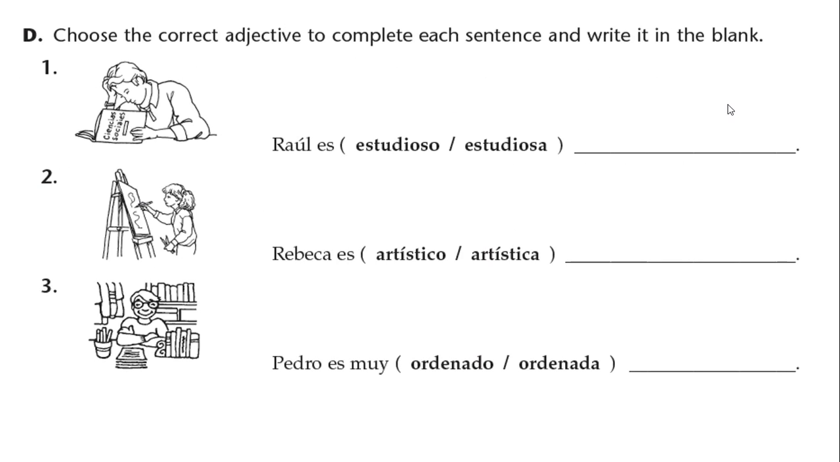For these ones, you can just circle. You don't have to write out the word. But if we're talking about Raul, Raul is a guy's name. So should we use estudioso or estudiosa? We should use estudioso. Rebecca es, and according to the picture and the words that we see, she is artistic. But should it be artístico or artística? Rebecca is a female, so artística. Pedro es muy blank. Pedro is very organized, or he's very neat. Pedro es muy ordenado.